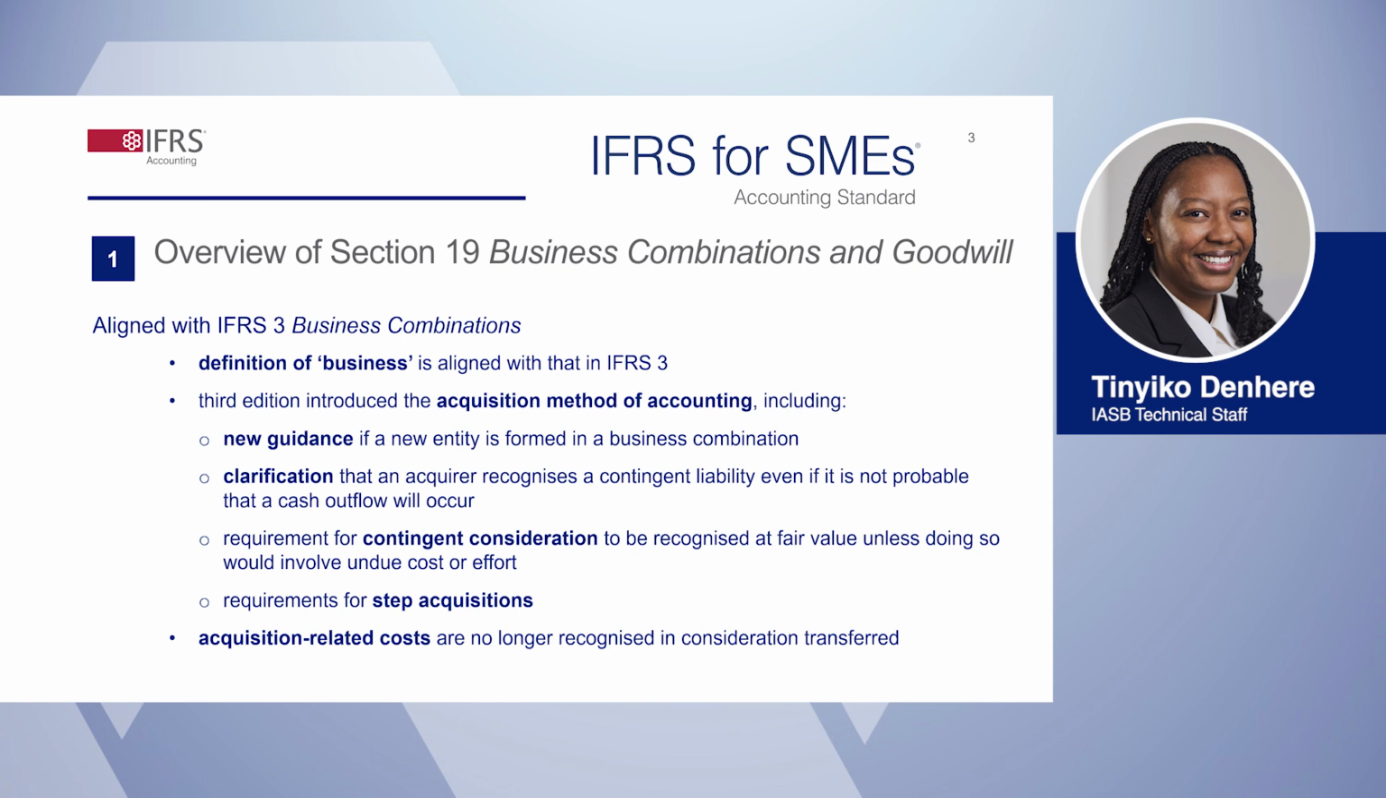For example, the section now includes requirements on what to do when a new entity is formed in a business combination and how to account for a business combination achieved in stages, also known as a step acquisition. The requirements for contingent consideration have been amended. We'll see how these work when we talk about determining the consideration transferred for a business combination. Finally, the amount recognized for consideration no longer includes acquisition-related costs. These costs will now be recognized in profit or loss unless they are in the scope of Section 11, Financial Instruments, or Section 22, Liabilities and Equity.